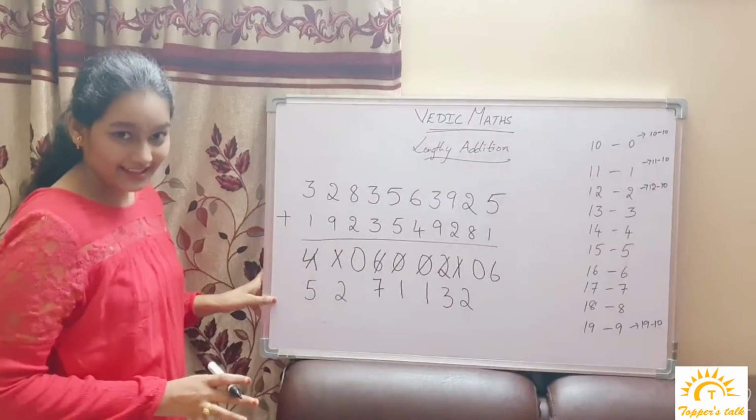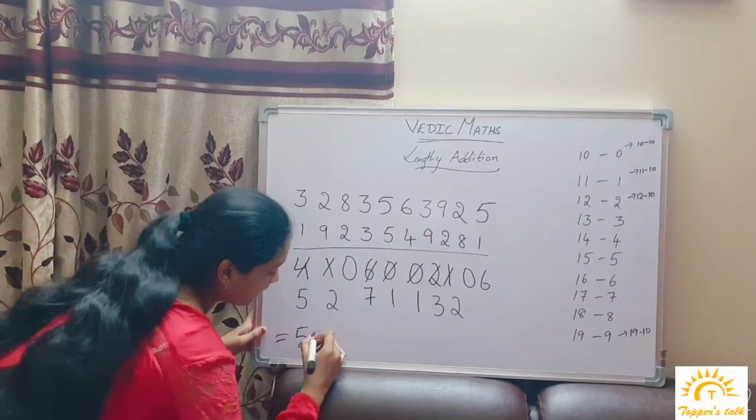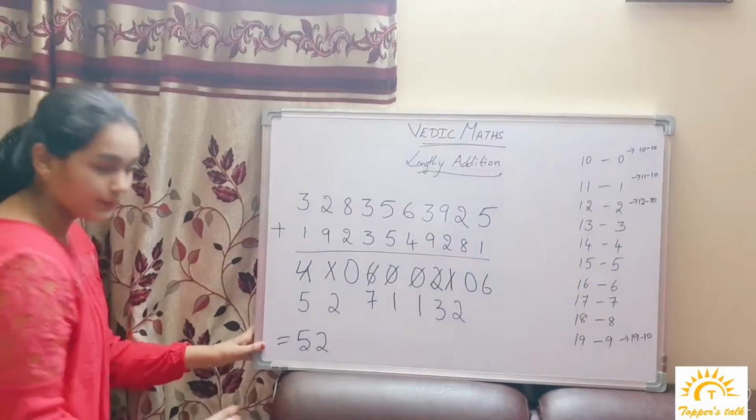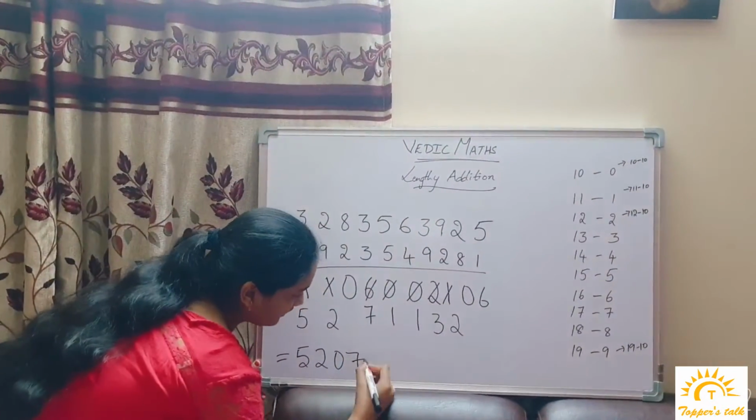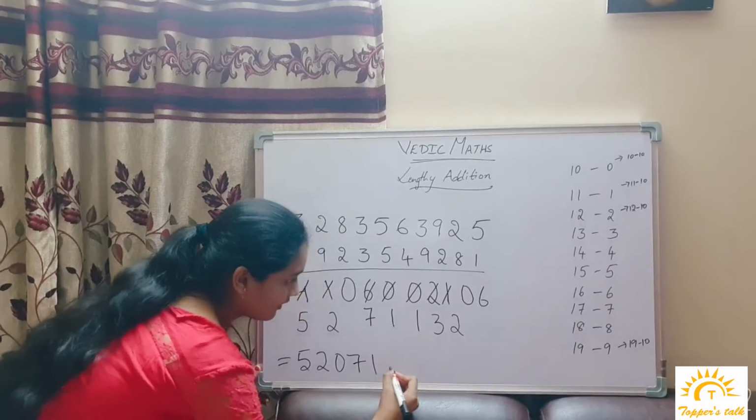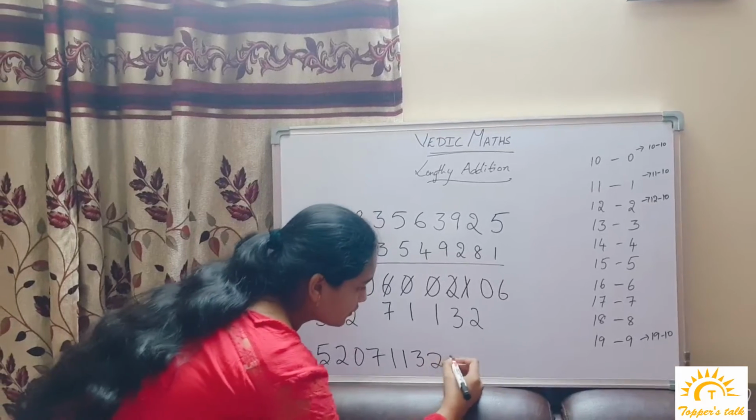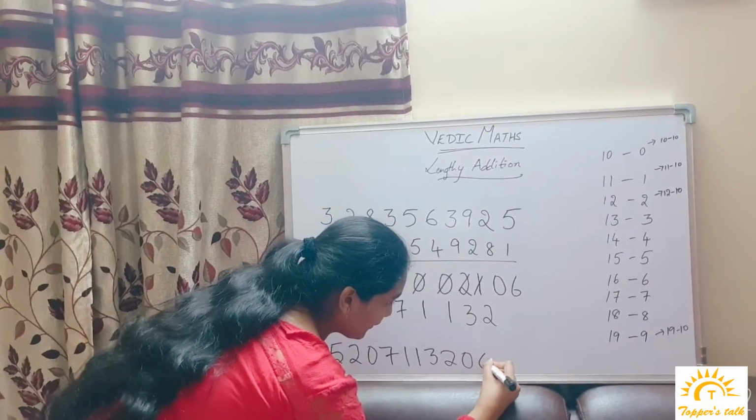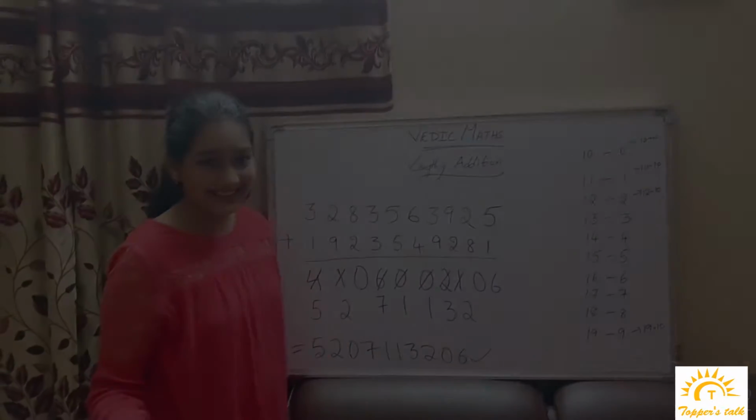So basically, the answer is 5, 2, 0, 7, 1, 1, 3, 2, 0, 6. Was it very, very easy?